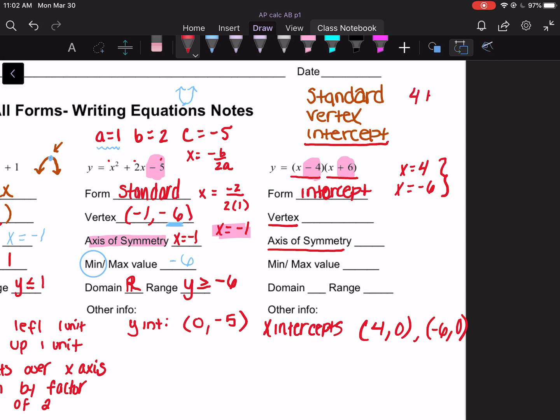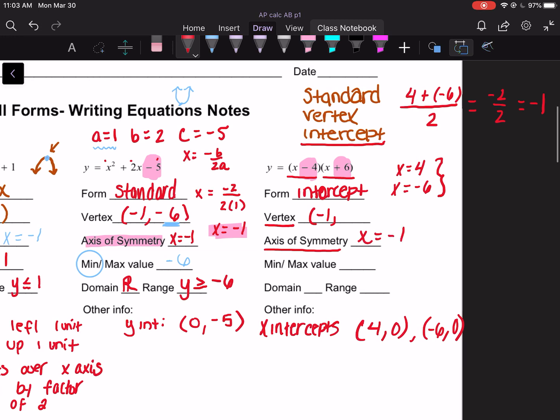4 plus or minus 6, all divided by 2. And we get -2/2, which is equal to -1. So in this case, the x value of the vertex is -1, and the axis of symmetry is x equals -1.